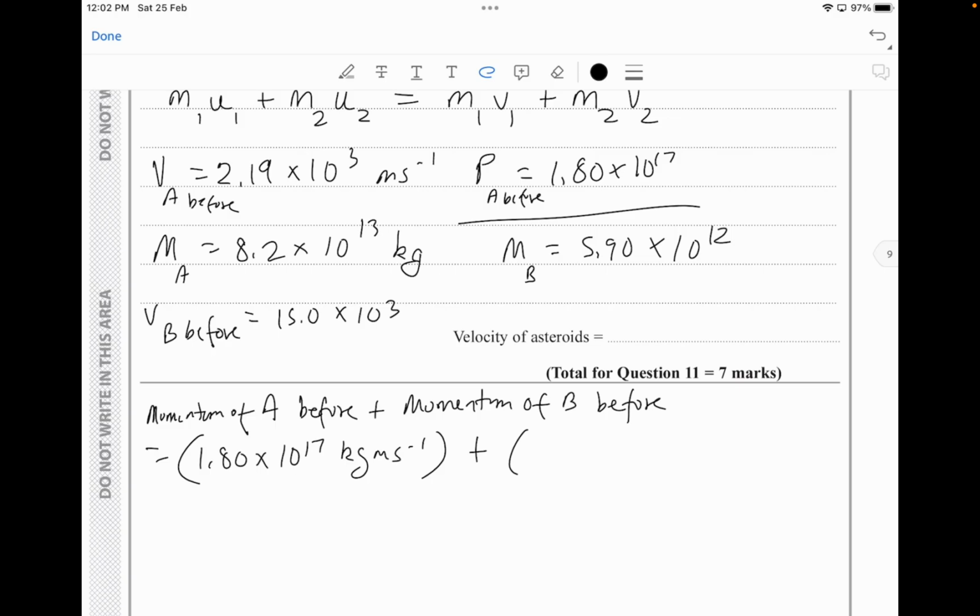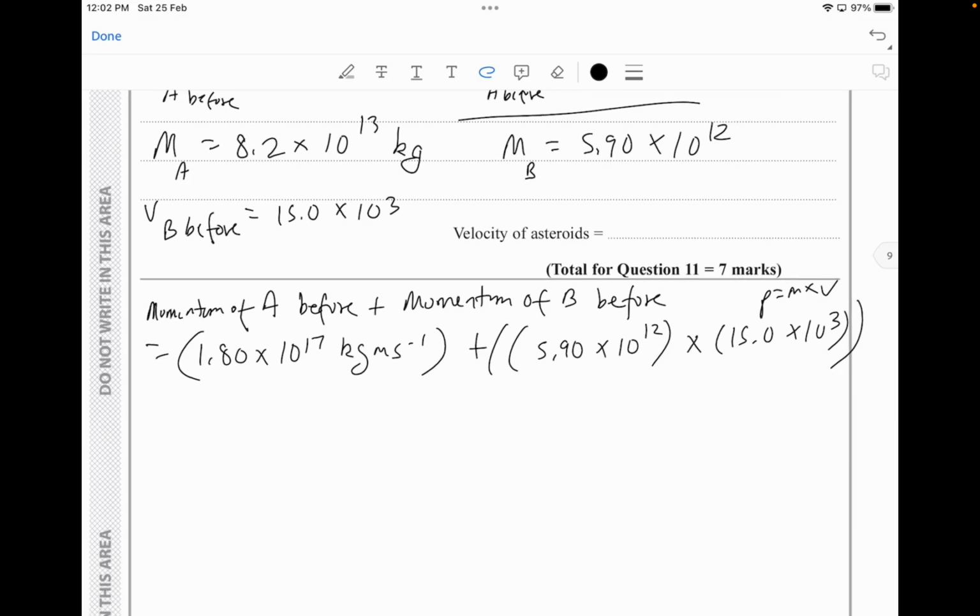For the momentum of B, we're going to use P equals mv. So the mass of the asteroid is 5.90 times 10 raised to the power 12, and we're going to multiply that by your velocity in this case, which is 15.0 times 10 raised to the power 3. This is going to be the total momentum before.